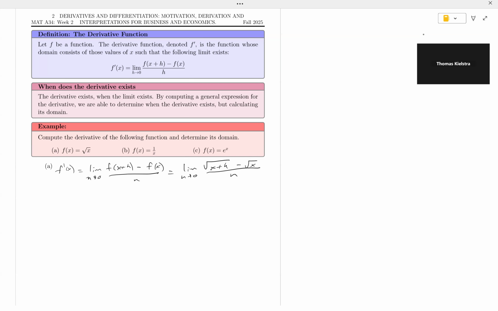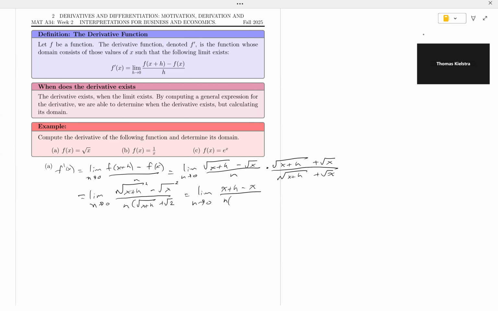Now here, this looks to me like a difference of squares. I multiply by root x plus h plus root x over root x plus h plus root x. Using my difference of squares formula, I get the limit as h approaches 0 of root x plus h squared minus root x squared all over h times root x plus h plus root x. Well, this equals the limit as h approaches 0 of x plus h minus x all over h times root x plus h plus root x.